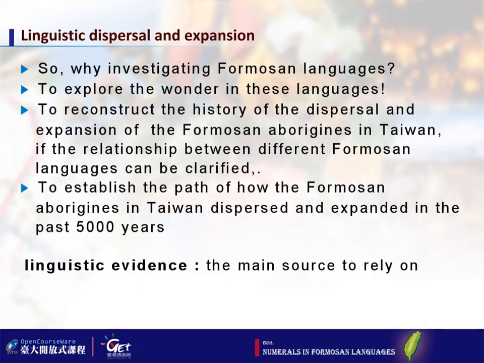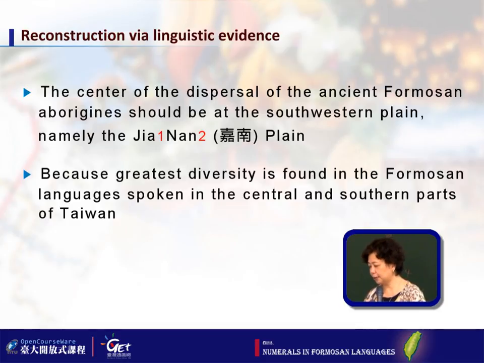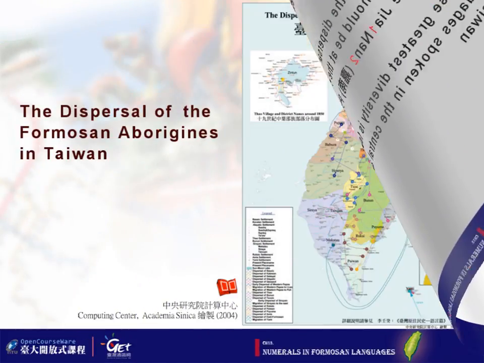Even though we also have other sources such as archaeology, or, like 10 years ago, we tried to do it with genetic evidence, right now most of the reconstruction is still depending on the linguistic evidence that we have come across. And now, let's talk about the dispersal. The dispersal of the ancient Formosan aborigines should have started at the southwestern plain, namely the Jianan Plain. That's Jiayi and Tainan, I'll show you. Because the greatest diversity is found in the Formosan languages spoken in the central and southern part of Taiwan.